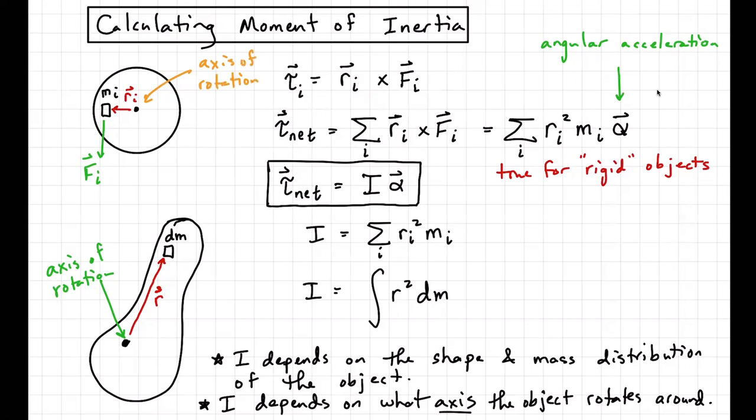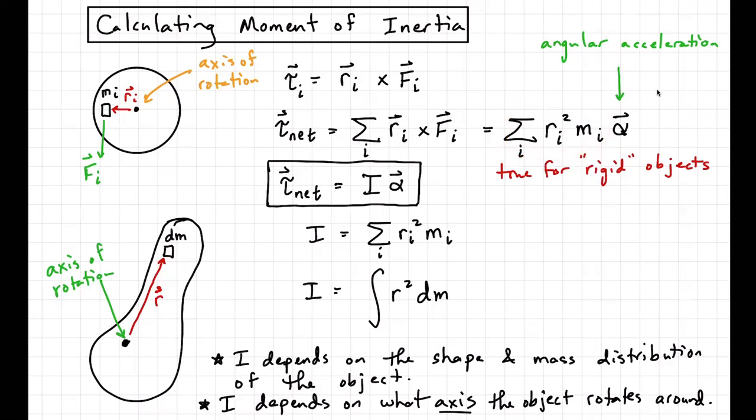I can calculate the net force, or the net torque, excuse me, on the whole object by just summing up all of the torques on the individual masses. And as it turns out, I won't derive this here, but you can show that this expression is equivalent to the one here on the right, where I have this sum of r sub i squared and m sub i times the angular acceleration vector. This is where the moment of inertia comes from.